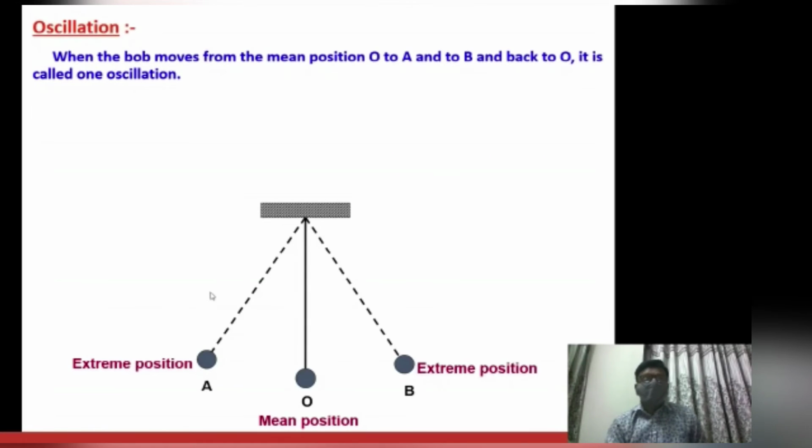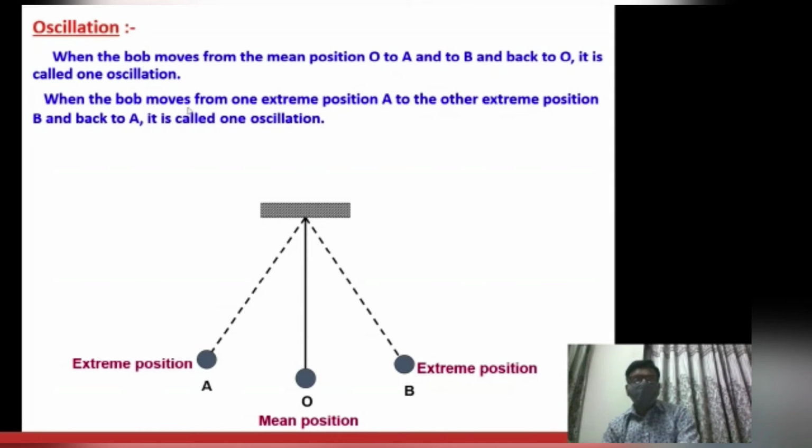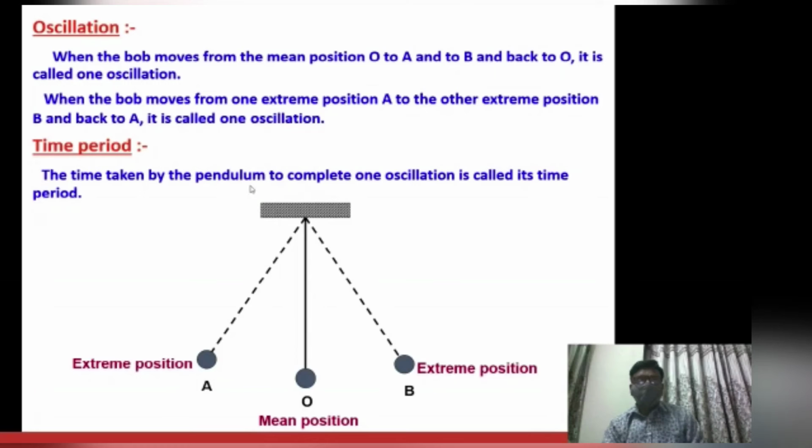Oscillation: when the bob moves from the mean position to A, to B, and back to A, it is called one oscillation. So when the bob moves from one extreme position A to the other extreme position B and back to A, it is called one oscillation. Time period: the time taken by the pendulum to complete one oscillation is called its time period.